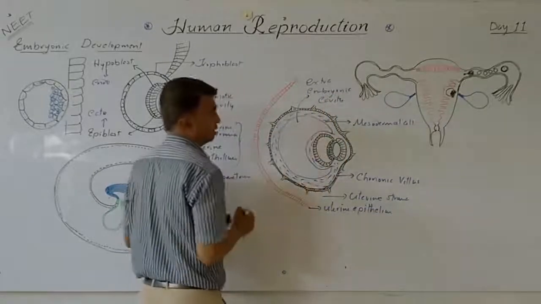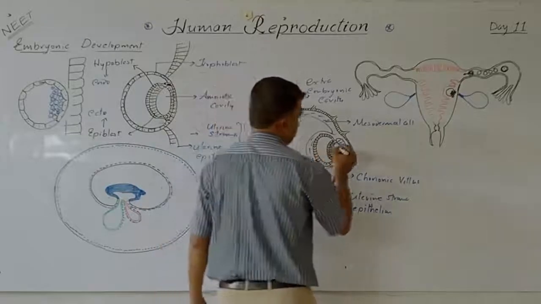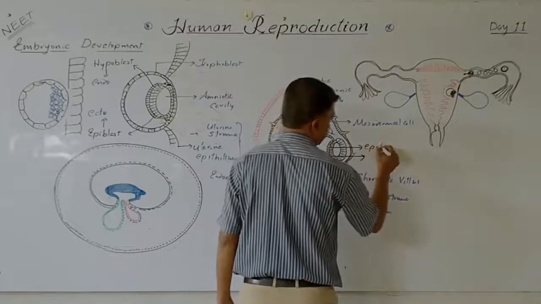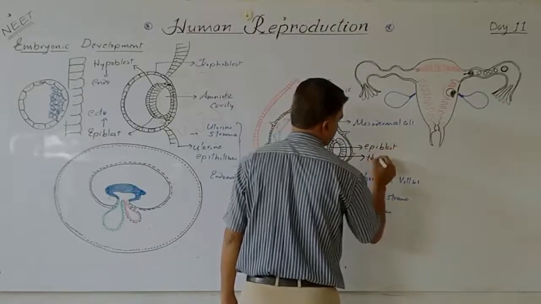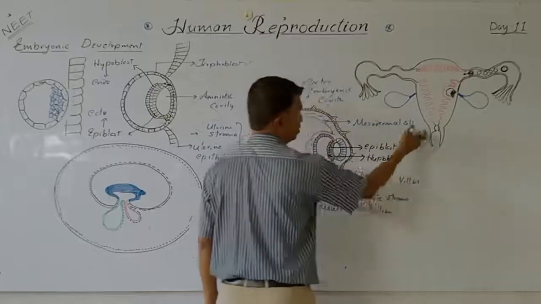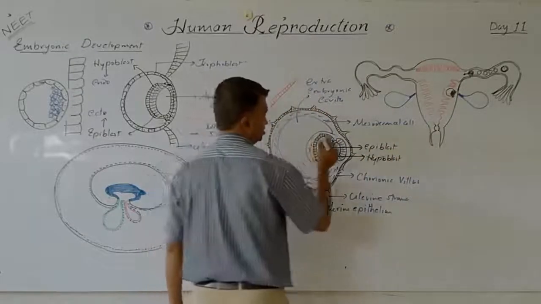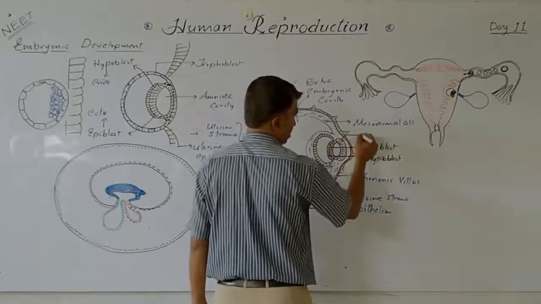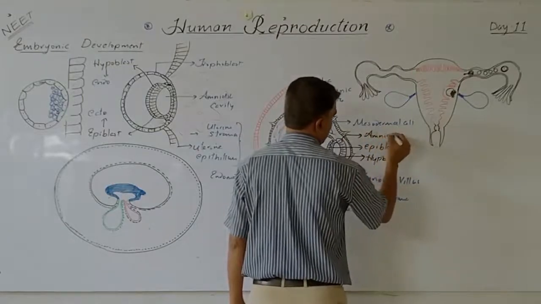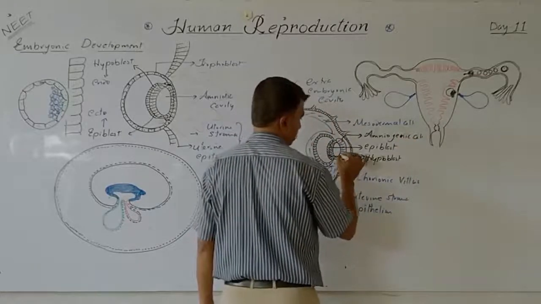Now come here, the main part. This is a mesoderm. Now this layer, again, this is the epiblast, this is the hypoblast. Epiblast develops into ectoderm, hypoblast develops into endoderm. This layer is the amniogenic cell, and this cavity is called the amniotic cavity.